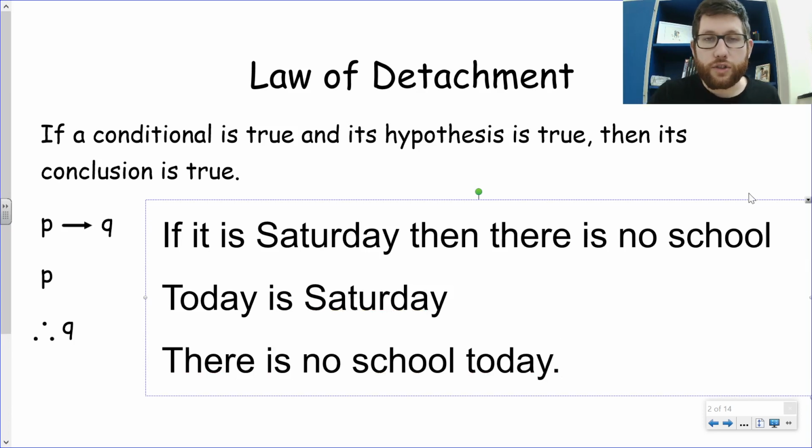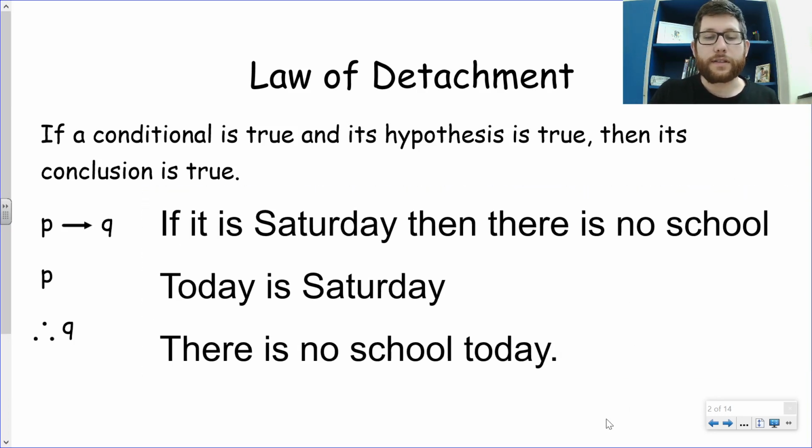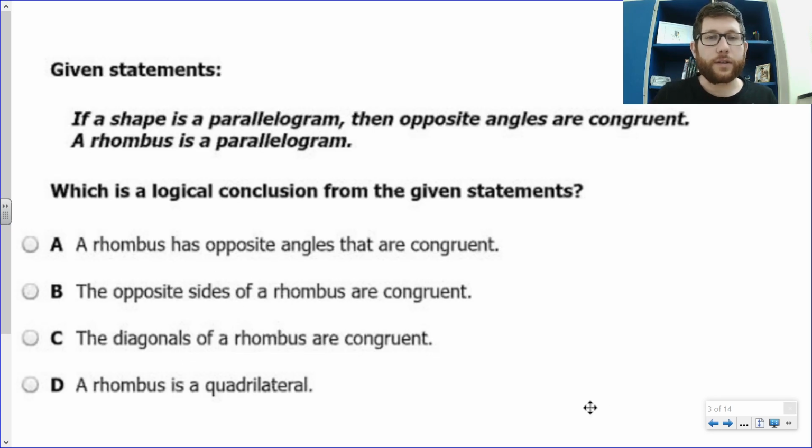Okay, so general principle, general idea, if-then statement. Then we have a specific example, something that happens. Today is an example of something that happens in the if-then statement. And then our conclusion, there is no school today. It's almost so easy that sometimes it actually gets a little bit confusing because you feel like there should be more to this. So let's look at some examples here.